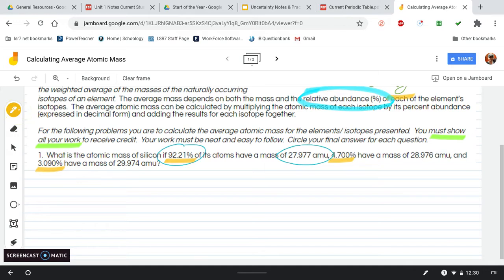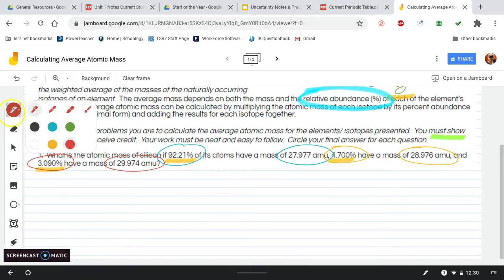And then here, we've got the 4.7%. So it's going to go with that one, the 29 AMUs basically. And then the last one here, we've got the 3% and then the 29.74. So this is pretty straightforward.